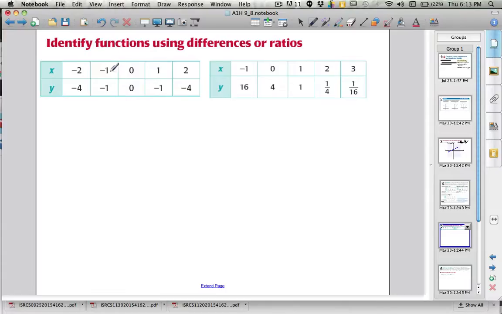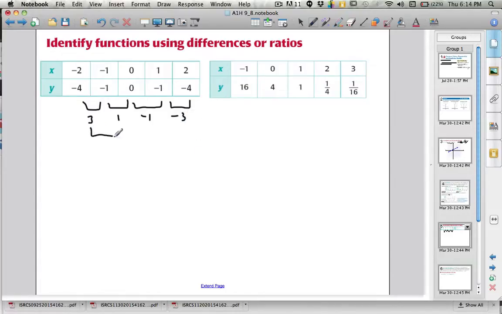So if I wanted to check, first I'm going to check differences. I always find it's easier. So if I have negative 1 minus negative 4, the difference between these is 3. Between 0 and negative 1 is 1. Okay, well, obviously that's not right. Between negative 1 and 0 is 1. And between negative 1 and 0 is negative 1, and this becomes negative 3.